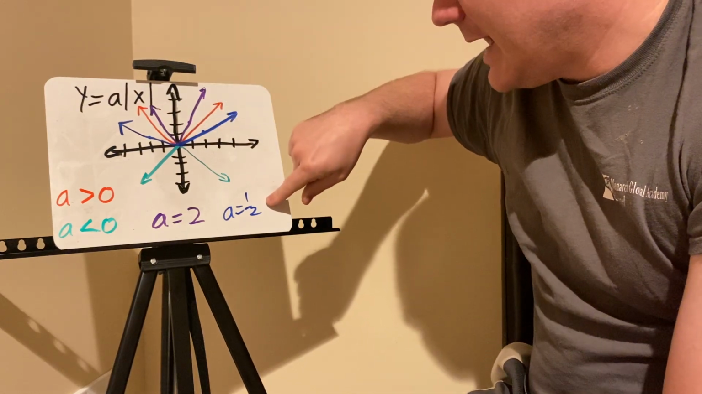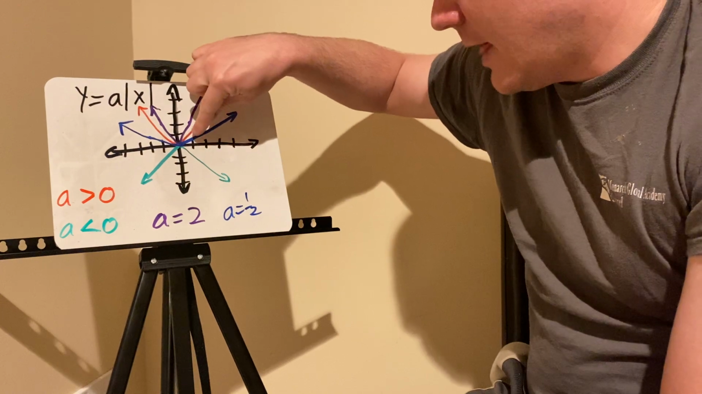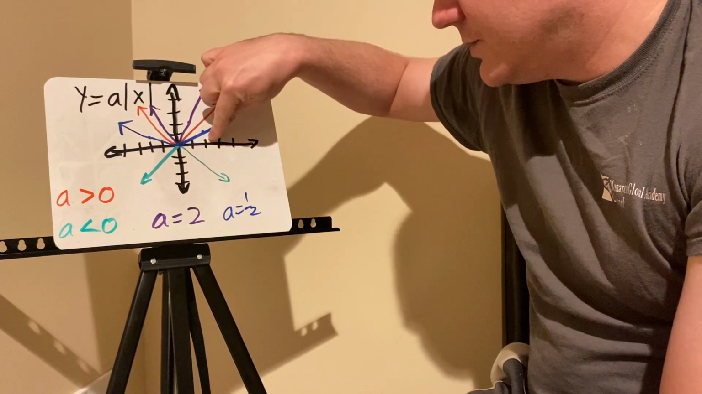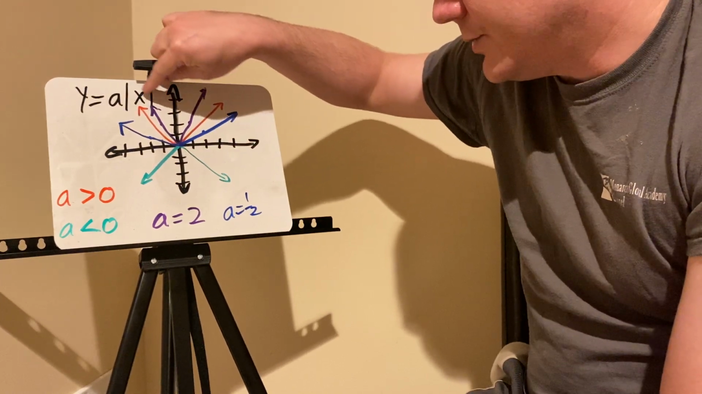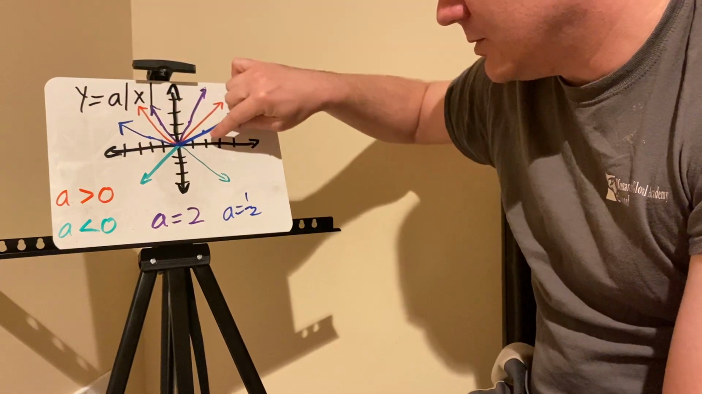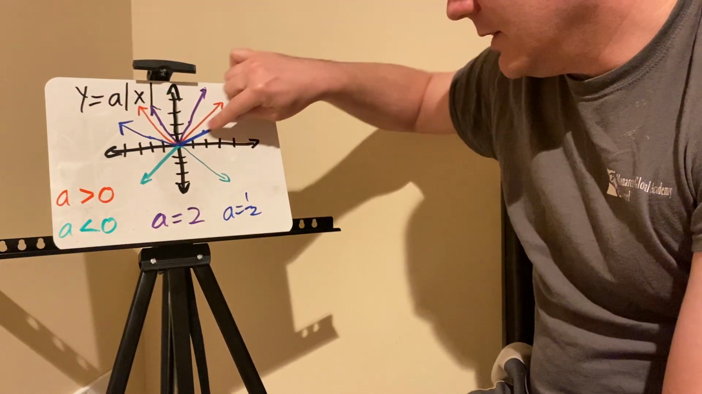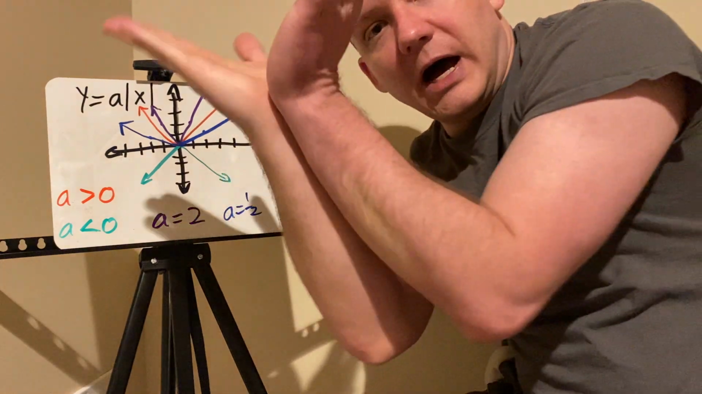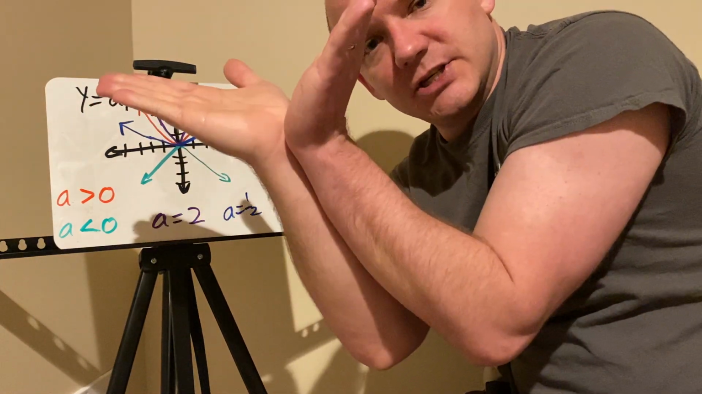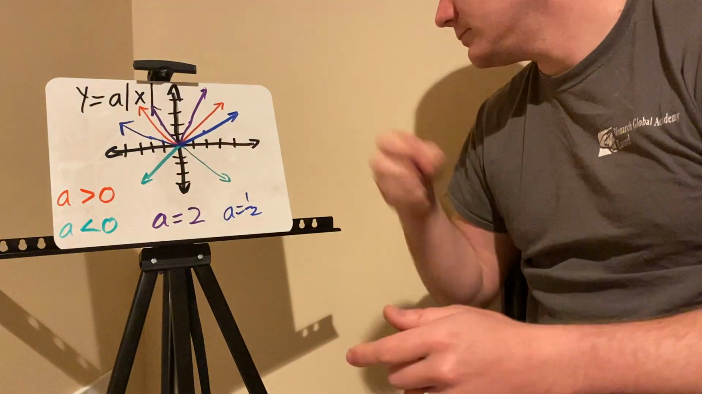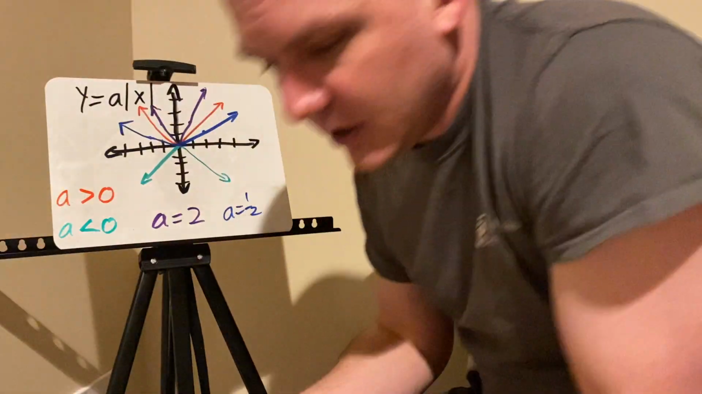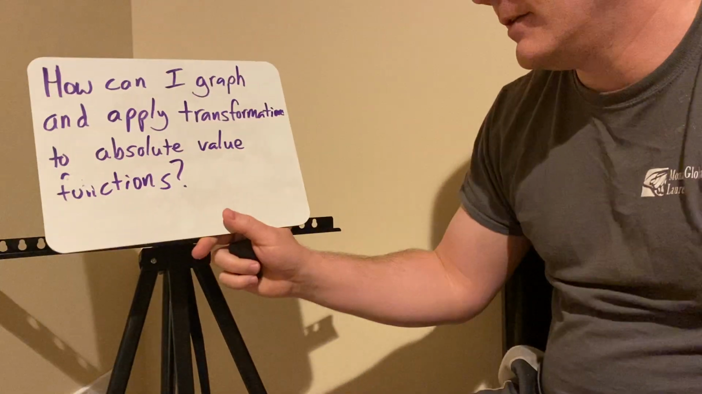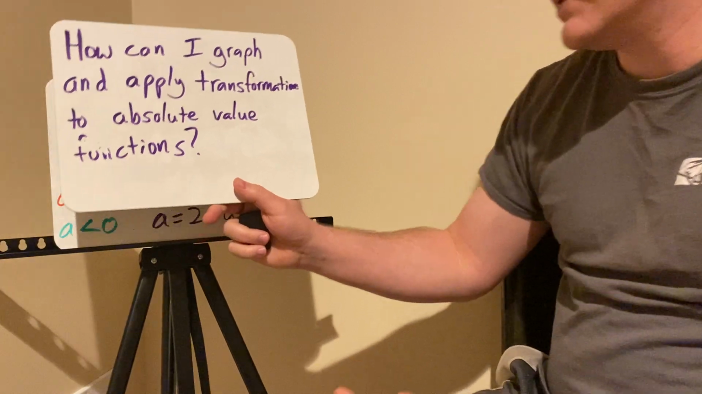If a is 1/2, then you put in a value of, let's say, 2. If x is 2, well, 2 times a half is 1. So you just go over 2, up 1, and you have a less steep slope. So it kind of widens. It stretches the graph, so to speak. And that is just very quickly how I can graph and apply transformations to absolute value functions.